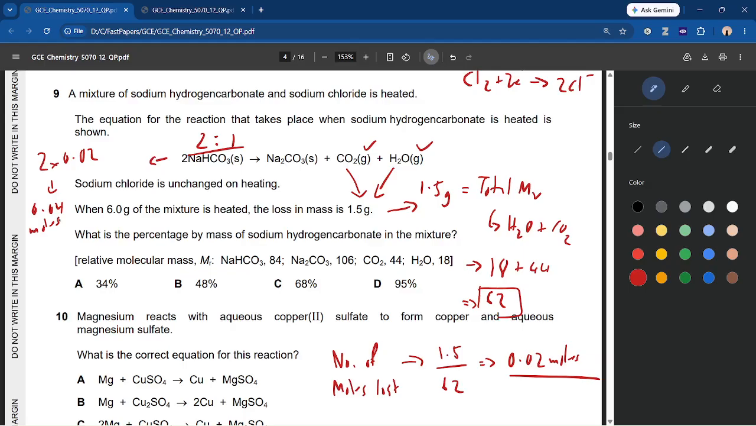And now we need to figure out what the mass of this is. So 0.04 times the Mr of that. So this will be 0.04 times the Mr of sodium hydrogen carbonate, which is 84. And that's going to give us the original mass. So this will be 84 times 0.04.